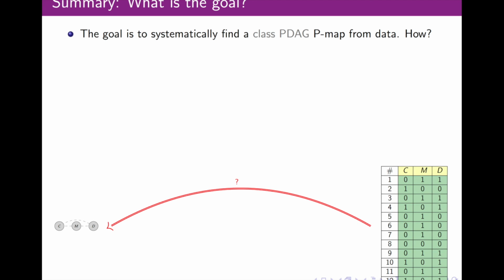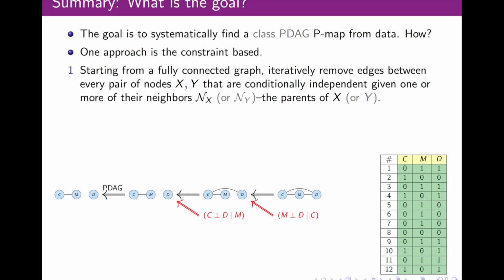Okay, summary. The goal is to systematically find a class PDAG P-MAP from data. How? Well, one approach is constraint-based, and how does it work? Well, we start from a fully connected network, and iteratively remove edges between every pair of nodes X, Y that are conditionally independent given one or more of their neighbors. So here I see that M and D are conditionally independent given C, so I will remove the edge, and also C and D are conditionally independent given M, so I will remove the link between C and D. This is what I will get.